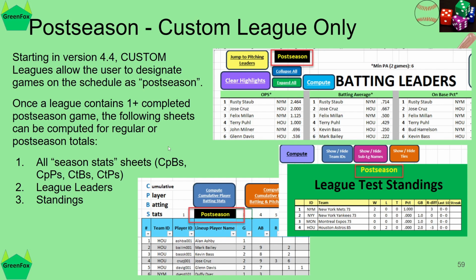And once you've played at least one postseason game, when you compute your cumulative stats or your season stats or your leaders or your standings, it will prompt you, and you can choose whether you want to compute them for the regular season or the postseason. So that's what these screenshots are showing here when you have it in postseason mode. It gives you this little label that tells you that it's for the postseason.